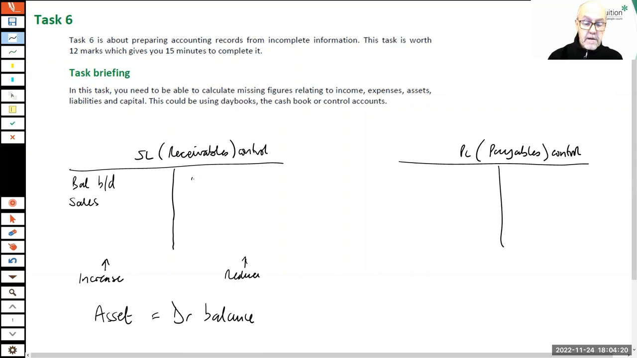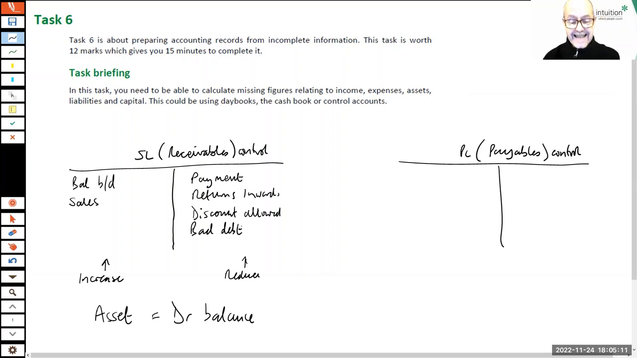The most obvious one is a payment. Somebody pays the bill, they don't owe us anymore. The other way you can reduce what you owe if you're a customer is you can send stuff back, so sales returns. If we want people to pay early, we might offer them a discount, discount allowed. And sadly, the other thing that causes us to reduce the amount that we expect to receive is if we had to write off a bad debt, which we now call an irrecoverable debt, just to make it harder for the likes of me to say it day in, day out.